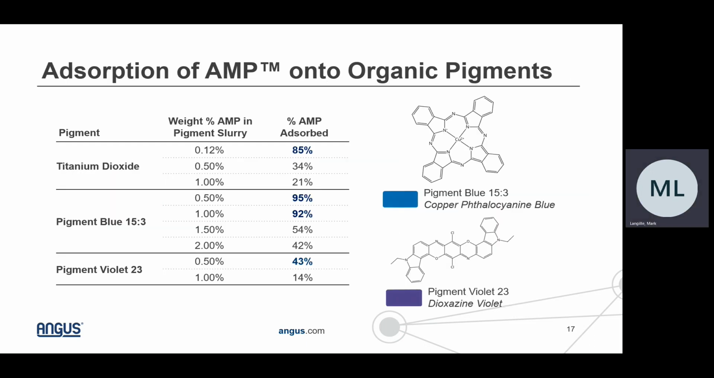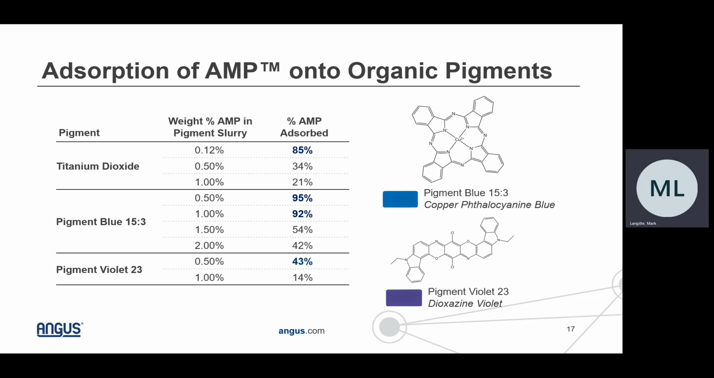So we were very interested, based on those results, to see what other types of pigments AMP might help disperse and stabilize. So we took a look at select organic pigments. As a simple starting point for screening, we looked at the absorption of AMP onto pigment particle surfaces. Just as a point of reference, with a low level of AMP in solution, in the case of titanium dioxide, we can see upwards of 80% of AMP that's absorbed onto the pigment surface.